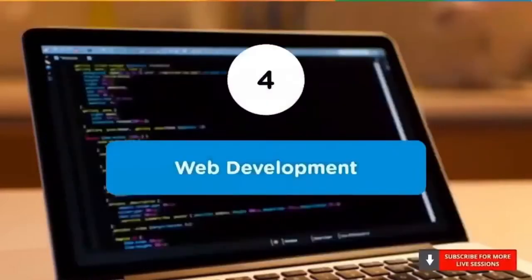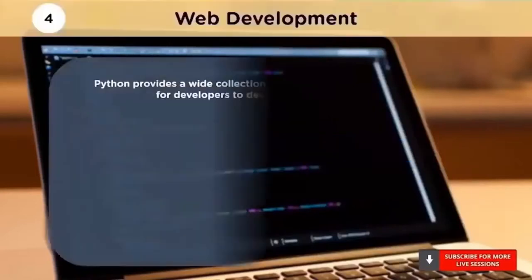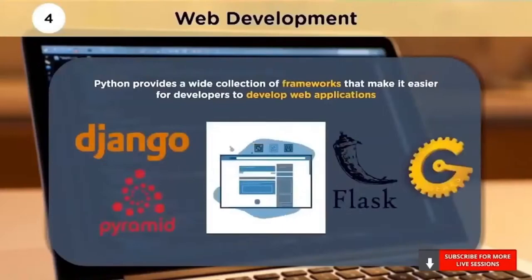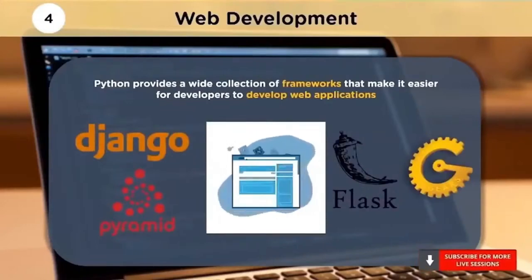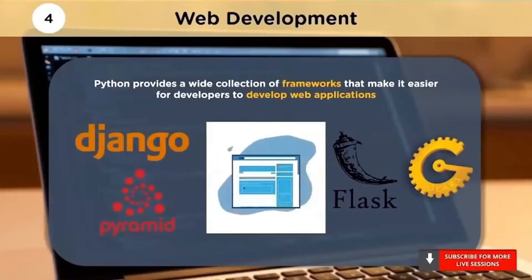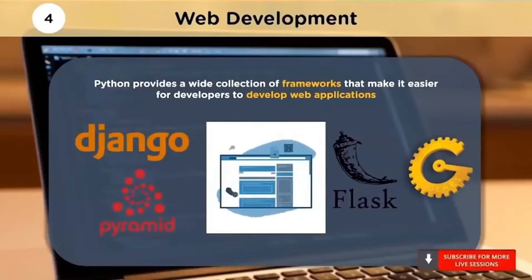At number 4, we have web development. Another reason to learn Python is that it makes the web development process so much easier. It provides a wide collection of frameworks that make it easier for developers to develop web applications. Some of the examples are Django, Flask, Pyramid, TurboGears, CherryPy, etc. These frameworks are written in Python, which makes the code a lot faster and stable. The task which used to take hours in PHP can be finished in minutes using Python.